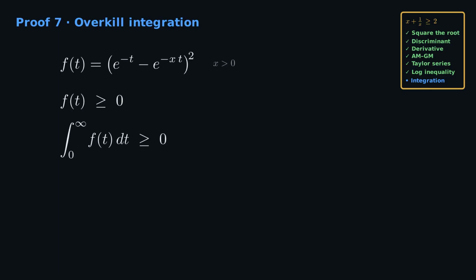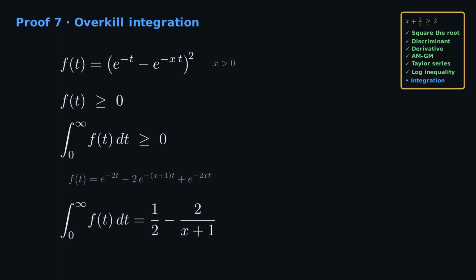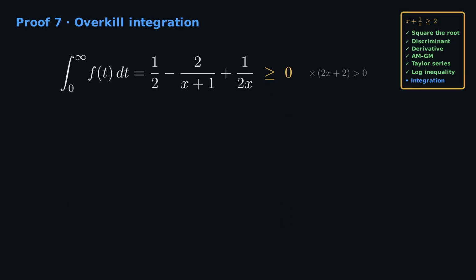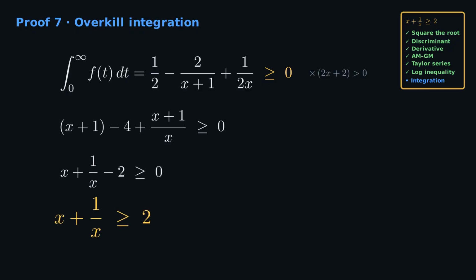This means the integral from 0 to infinity of f of t dt must be positive. If we integrate, the integral of f of t dt from 0 to infinity is 1/2 minus 2 over x plus 1 plus 1 over 2x. This quantity must be greater than or equal to 0, as we said before. If we then multiply both sides by 2x plus 2, which is always positive, so we maintain the direction of the inequality, we get x plus 1 minus 4 plus x plus 1 over x, which equals x plus 1 over x minus 2, is greater than or equal to 0. Once again, we add 2 to both sides to get x plus 1 over x is greater than or equal to 2.